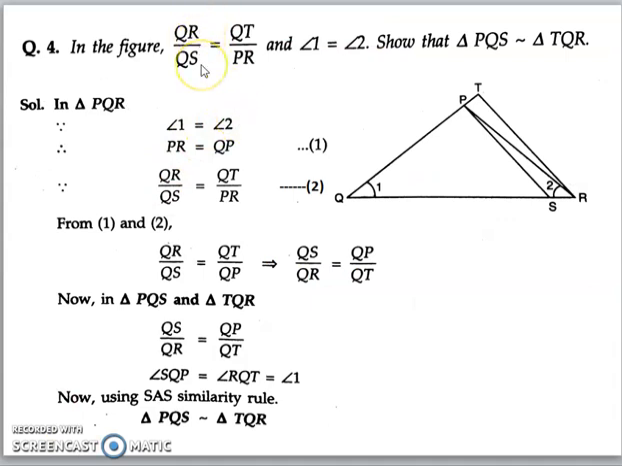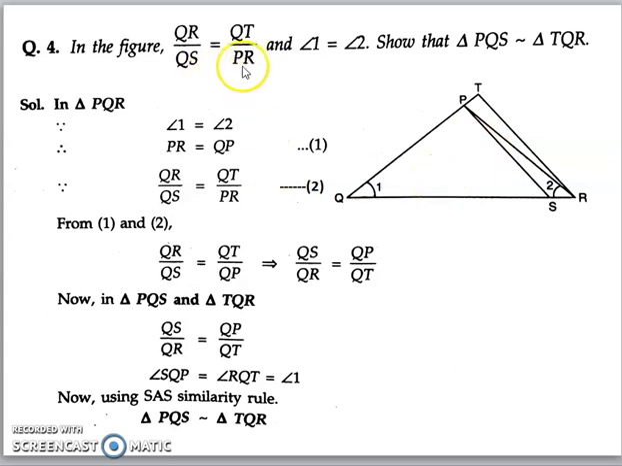Now question number 4. Here it is given that QR by QS is equal to QT by PR, and angle 1 and angle 2 are given equal, these two angles. Show that PQS is similar to TQR. Now here since angle 1 and angle 2 are given equal, we can use the isosceles triangle property, that is, sides opposite to equal angles are equal. So we can say that PR and QP are equal.